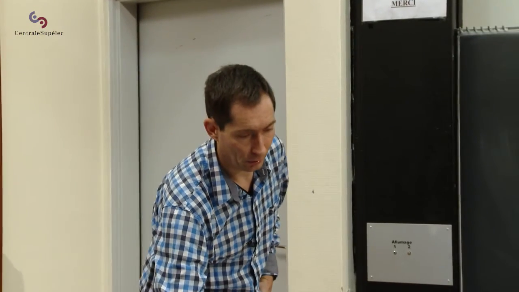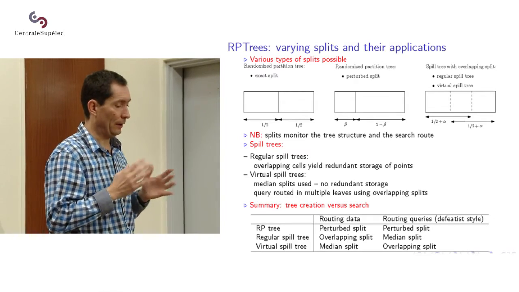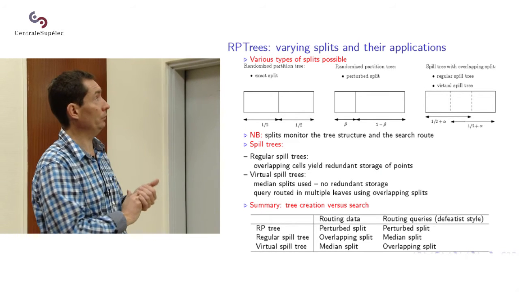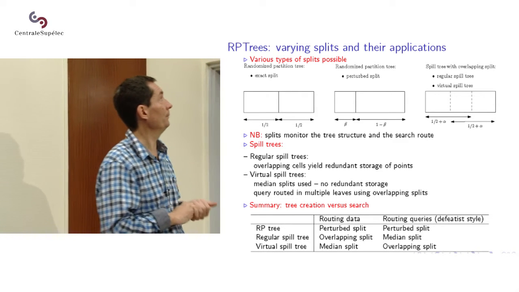Right? So again, in this pseudocode, randomization occurs twice. First of all, in picking this random direction, and secondly, in actually splitting not exactly at the median, but at the number beta, which actually is not too far from the median. And so with these two refinements, we can play a number of games. And this is where I'm going to introduce so-called split trees and their variants.